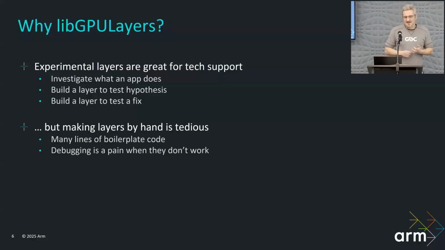Making layers by hand is tedious. As per earlier talks, Vulkan likes typing. And for a layer, you have twice as much typing as an application. You have to talk to the driver. We have to talk to the application and the driver. So we have boilerplate on both sides, and we have to go and generate all of that.